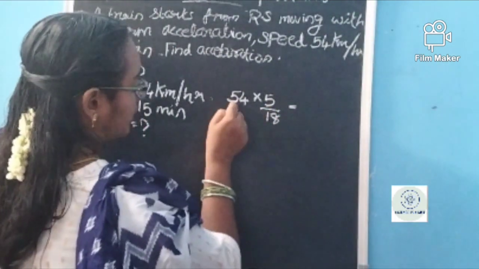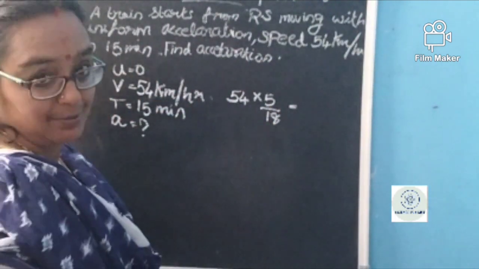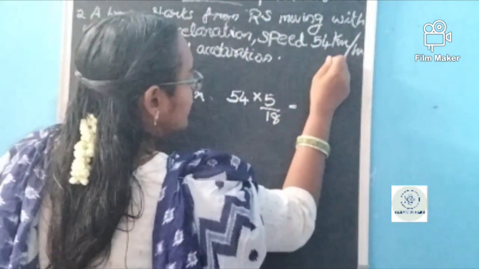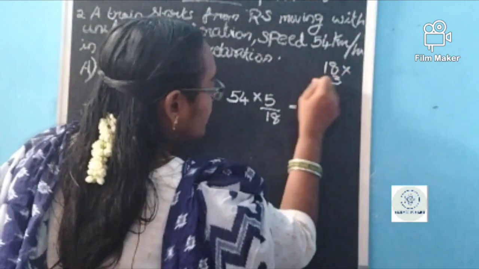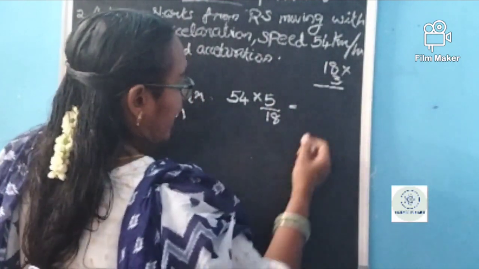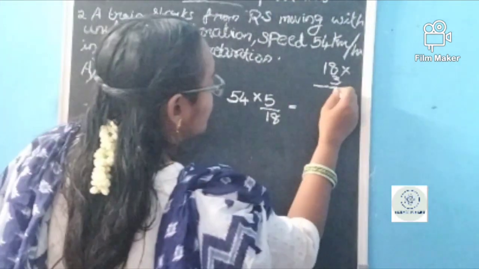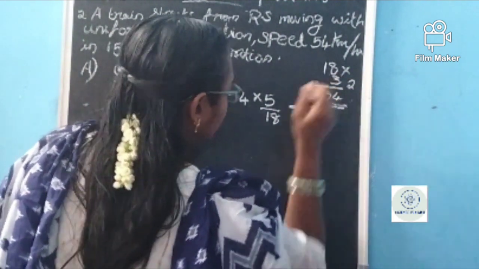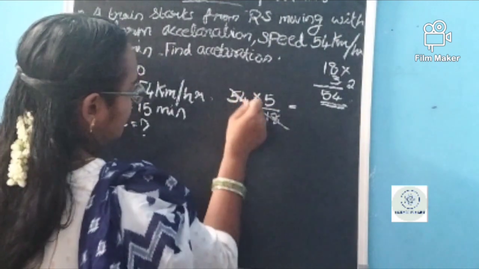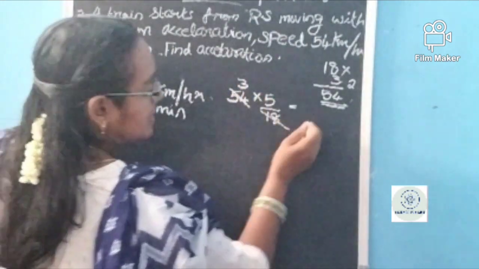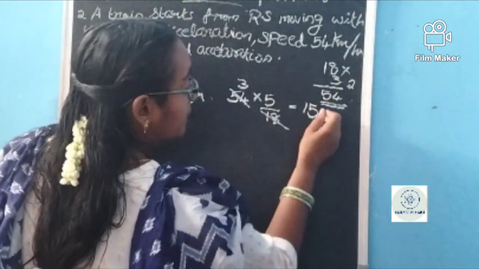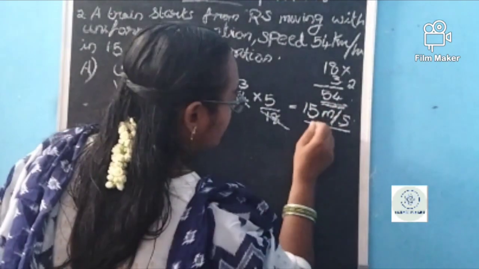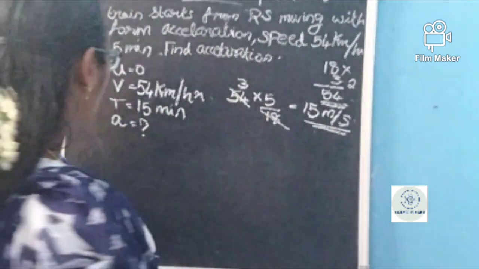Will 18 go in 54? Yes. What is that? 18 into 3, right? 8 ones are 8, 8 twos are 16, 8 threes are 24, 4, 2, 3 plus 4. Okay. So it will go correctly. 3. 3 into 5 is equal to what, ma? 15 meter per second. We have converted it into that. Okay. So this is what, ma? This is the V for us.